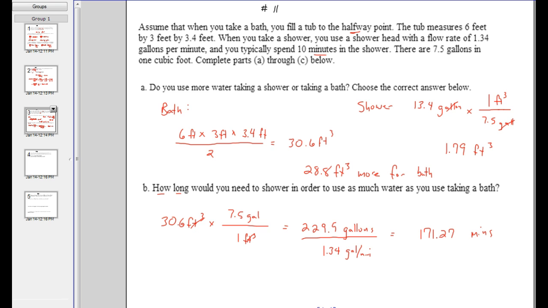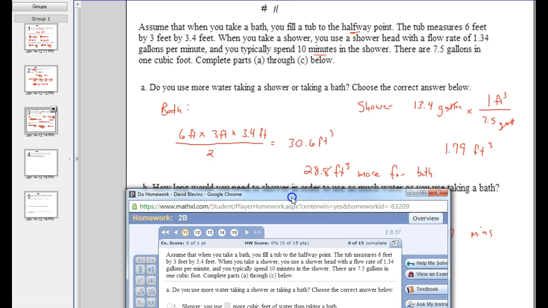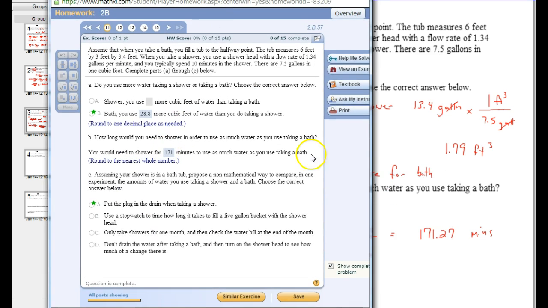Which is almost 3 hours. Okay, that's almost a 3-hour shower. 180 minutes is 3 hours. That's a long shower. Alright, so there's our 28.8 cubic feet more for the bath. There's our 171 minutes. That's how long you would need to take a shower.